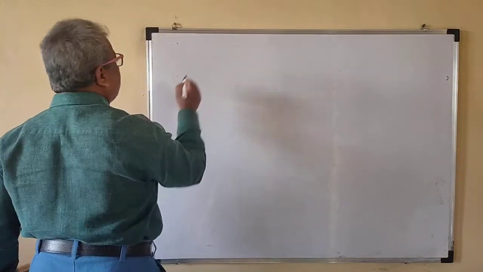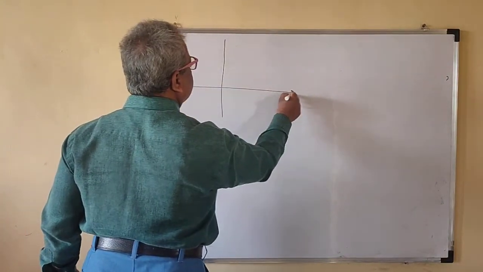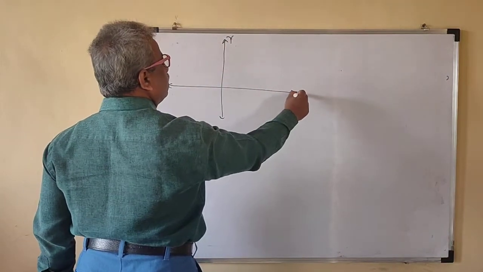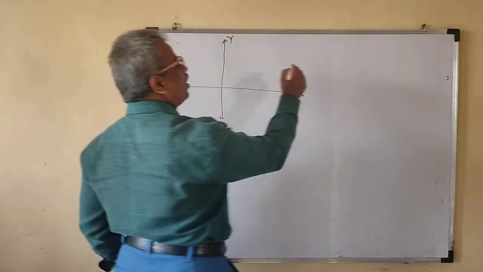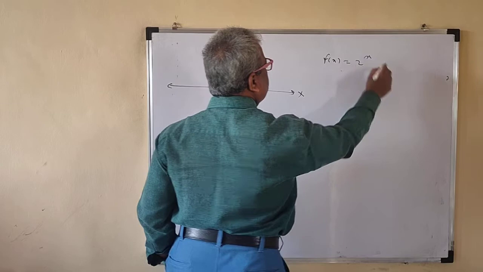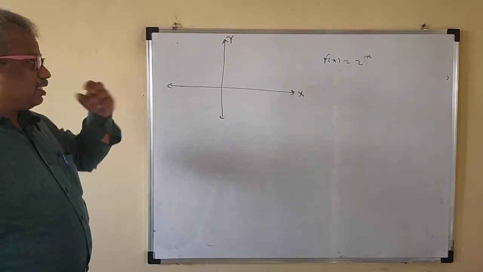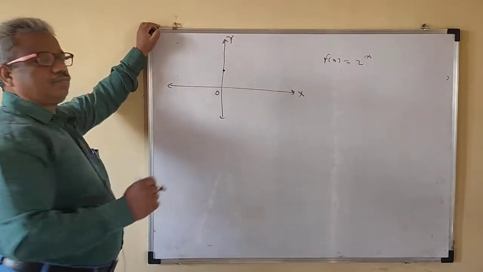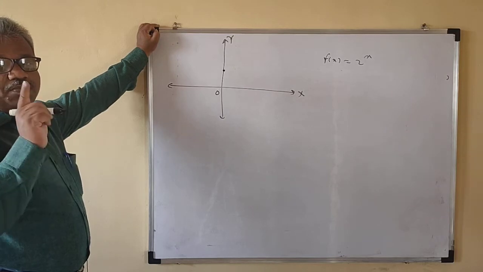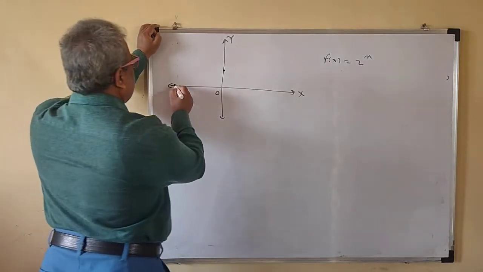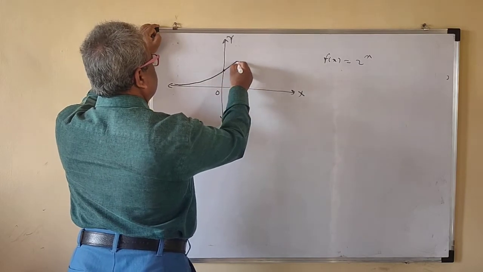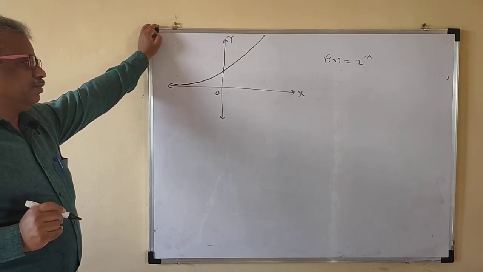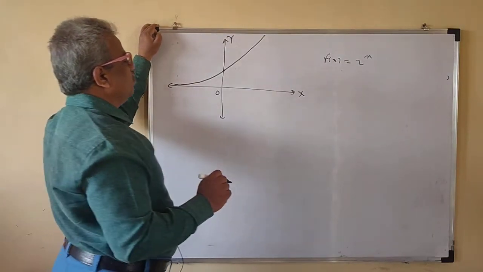How to plot the graph of the exponential function? See that. Suppose this is the y-axis, x-axis. Now suppose f of x is equal to 2 raised to x. Now if x is equal to 0, the value is always 1. Note that the exponential function is a positive valued function. So your graph of that function is like this. So this is the exponential function.